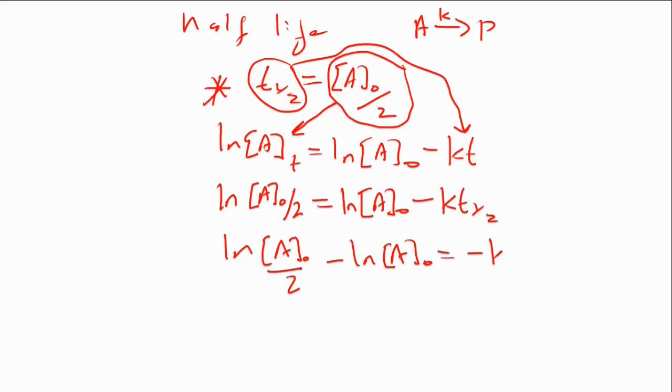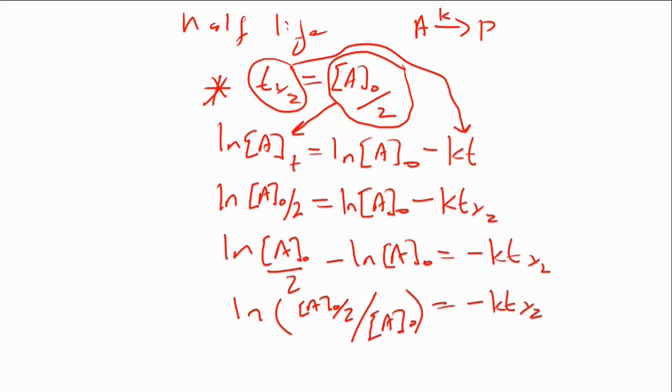Equal to minus k t half. Okay, that is what we have. Now remember, subtraction in log is the same thing as ratio. So we could arrange these in the form of a ratio. ln of A naught over 2 divided by A naught is equal to minus k t half.